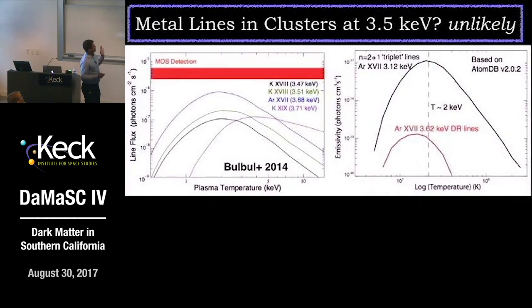So originally, right away, Bulbul and company did a pretty thorough analysis of the potential contribution of metal lines. Potassium, argon, a few transitions of potassium that could contribute. And the flux that was detected is up here, and the flux of any of these atomic transitions is significantly lower than the detection. Okay? The best that can do this is argon, it turned out, which is a factor of a few off. Potassium was a factor of 20 or more off. So if you have an increased abundance of potassium by a factor of 20 greater than solar, maybe that's what you're seeing, but that kind of abundance was never seen in a cluster. They also ruled out argon because that is a dielectronic recombination line that has a partner that's 100 times brighter that's constrained.